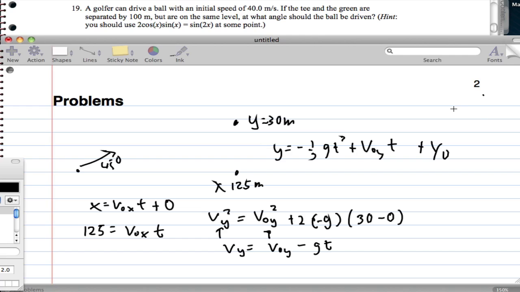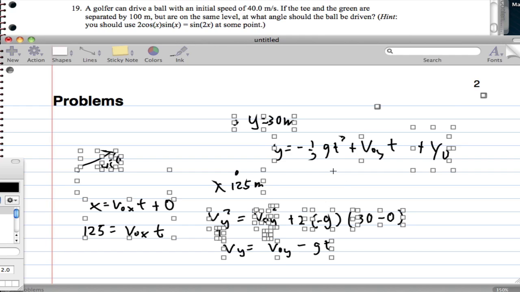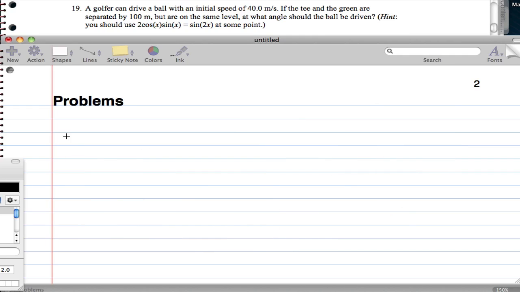A golfer can drive a ball with an initial speed of 40 meters per second. The tee to the green is over 100 meters, but on the same level. At what angles could the ball be driven? Let's see. This is actually our range equation.